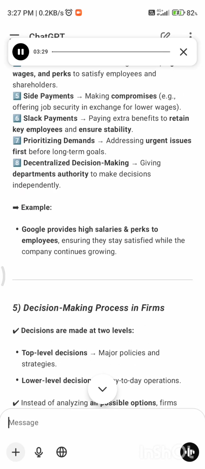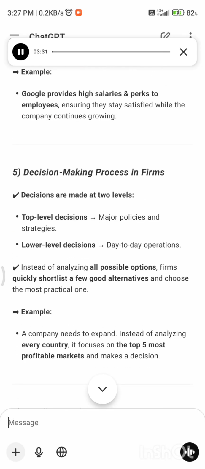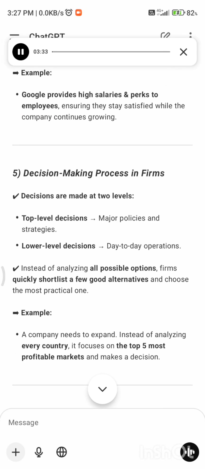5. Decision-making process in firms. Decisions are made at 2 levels: top-level decisions, major policies and strategies; lower-level decisions, day-to-day operations. Instead of analyzing all possible options, firms quickly shortlist a few good alternatives and choose the most practical one. Example: a company needs to expand. Instead of analyzing every country, it focuses on the top 5 most profitable markets and makes a decision.